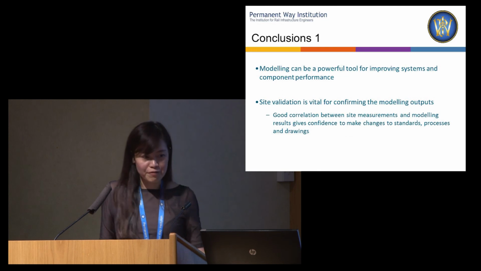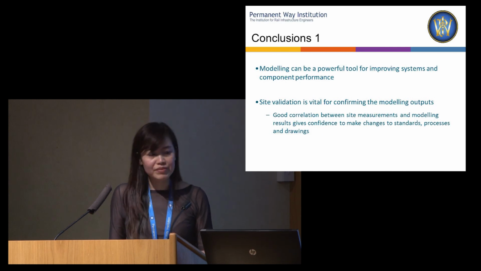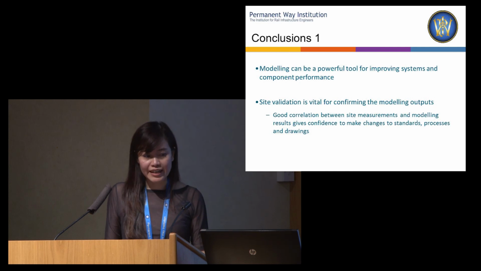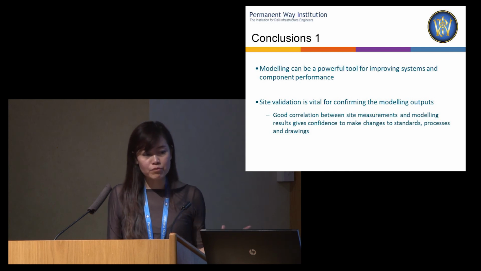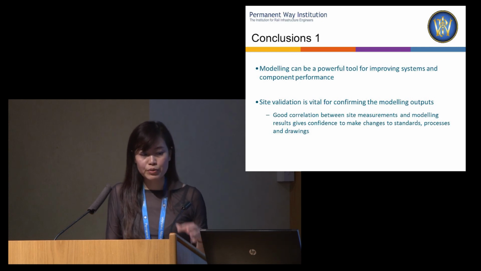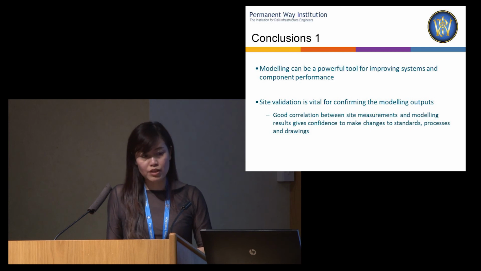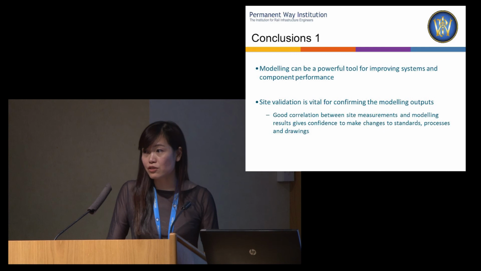So the conclusions from my work are that modeling can be powerful for improving systems and component performance. However, site validation is vital for confirming the modeling outputs. For every piece of work that I've done, I made sure there's good correlation between the site measurements and the modeling results, because this will give me confidence to make changes to standards, processes, and drawings.